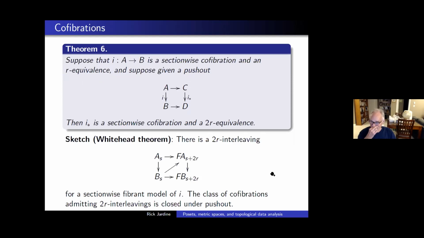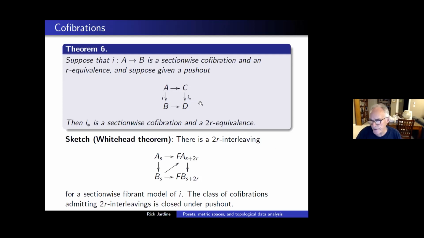Something that's trickier is that you want to show some sort of push-out statement about maps which are both section-wise cofibrations and R equivalences. The theorem that you end up proving is that if you have a push-out diagram of systems such that I is a section-wise cofibration and an R equivalence, then the push-out is a section-wise cofibration. That's easy, but it's a 2R equivalence.